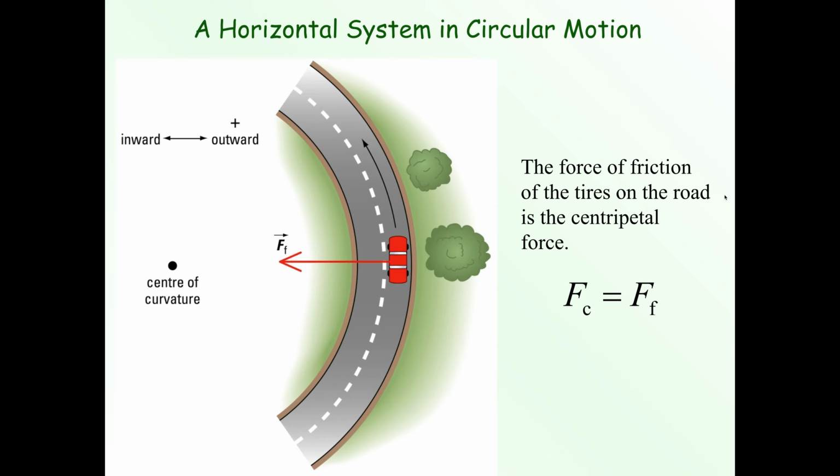Okay, the horizontal system in circular motion. So we have basically our different forces that are pulling on. If a car is going around a circle on the road, it might not be a circle, but like going around a curve, we have our center of curvature. The force of friction of the tires on the road is the centripetal force. So the FC equals our force of friction.